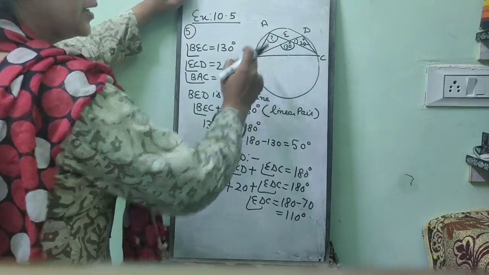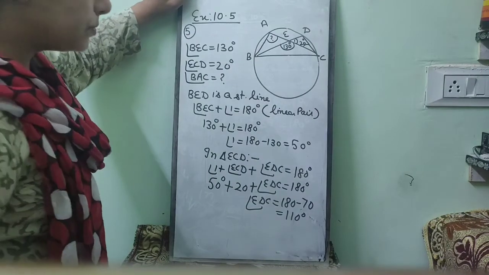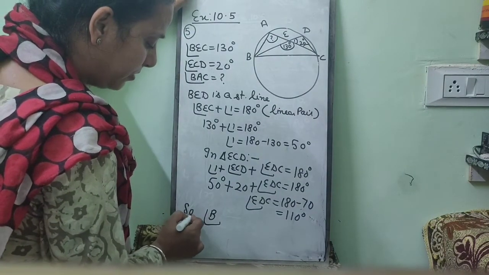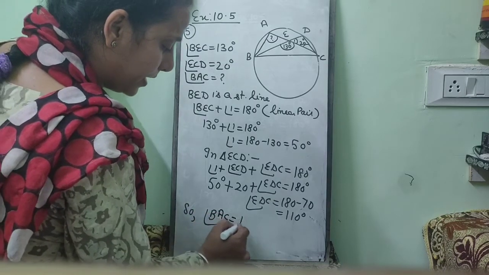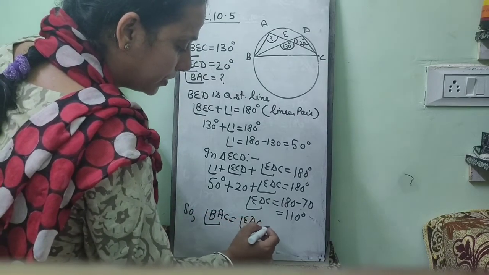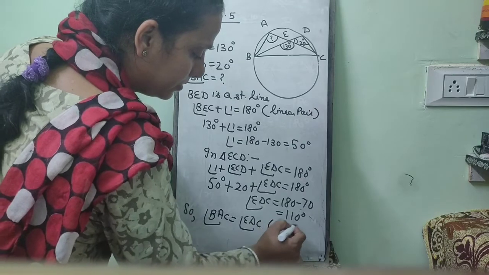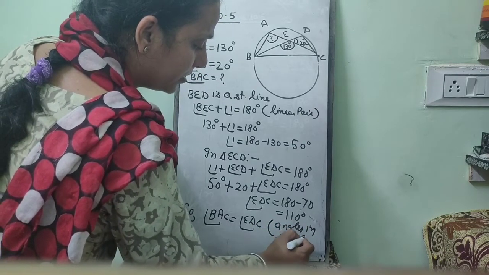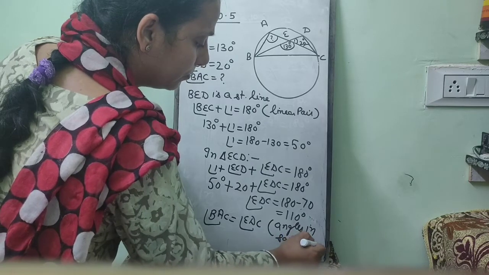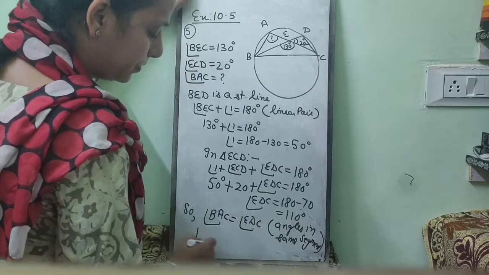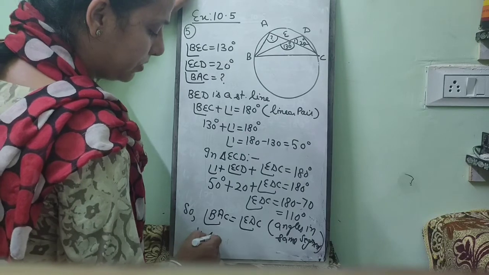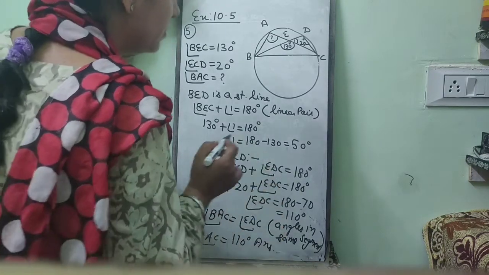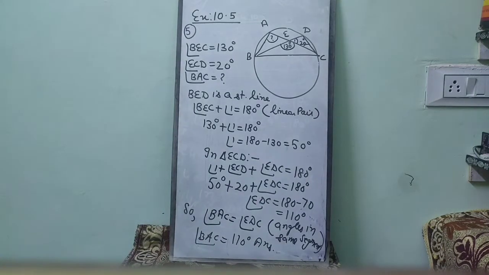Angle EDC and angle BAC are in the same segment. So angle BAC will be equal to angle EDC, angles in the same segment. Angles in the same segment are equal. So angle BAC will be equal to 110 degrees. Give a 1 minute review to this sum thoroughly.